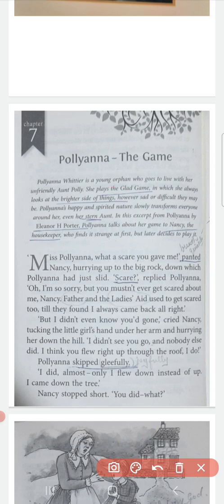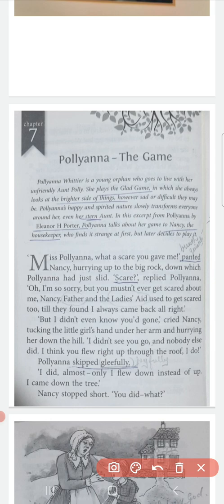Pollyanna Whittier is a young orphan who goes to live with her unfriendly Aunt Polly. See, here it is mentioned unfriendly. Unfriendly is an adjective used for Aunt Polly. It means this lady is a little bit rude, or we can say she is harsh. She is not so friendly with people or with the family members. She is quite a strict lady, we can say.